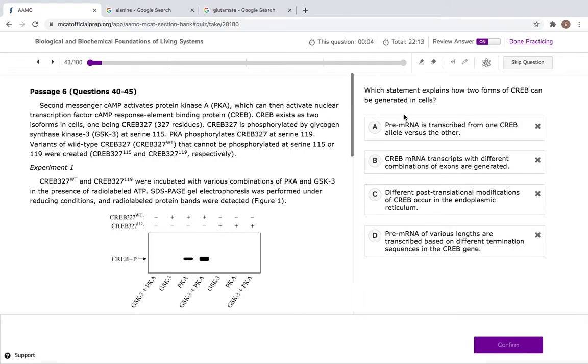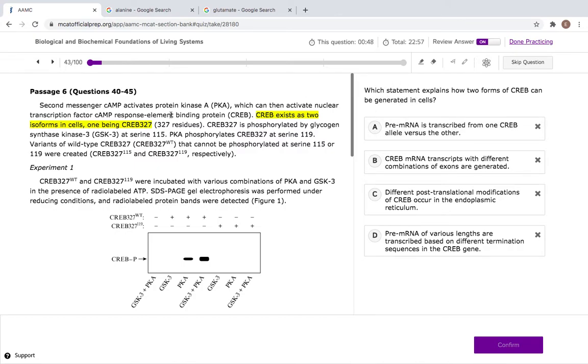Which statement explains how two forms of CREB can be generated in cells? Okay, they told me something about the forms of CREB. Let's see, where is it? Okay, here. CREB exists as two isoforms in cells, one being CREB 327. Isoforms. Which statement explains how two forms of CREB can be generated in cells? Okay, pre-mRNA is transcribed from one CREB allele versus the other. Nah, that's not how isoforms are made. Not by the allele. Isoform is talking about the protein.